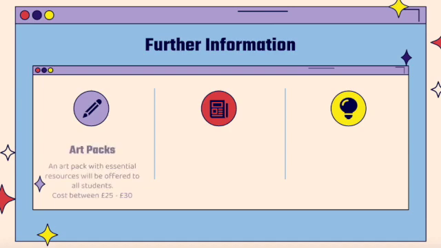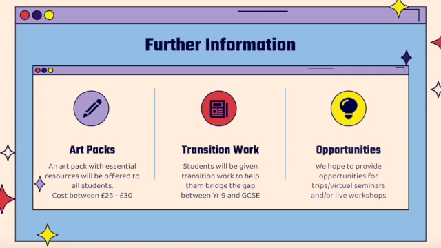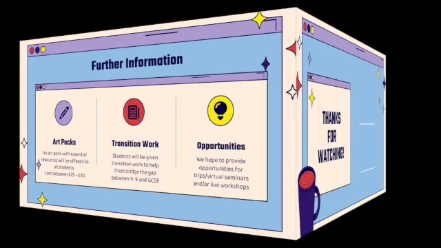In terms of further information, we do create art packs for the students. They cost between £25 and £30 each year, depending on what we put in and how prices rise and fall. We really do recommend buying that pack because it has all the essential things that students will need. We will then do some transition work. It won't be a lot, just a little bit, to help you bridge the gap between Year 9 and GCSE. And we will always look to provide opportunities, things like trips when we can do them. If not, then virtual seminars and online workshops, depending on how the year goes, or the 2 years go.